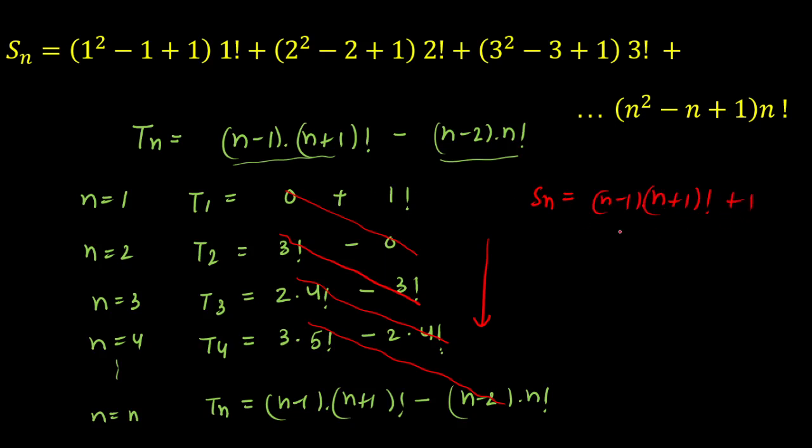plus 1. So this is your final answer, and you know how to solve this kind of problem. That's why it's very easy to break a telescopic series into a difference of two terms, because cancellation of alternate terms you will see directly. So this is our final answer, and that will be all for this video.